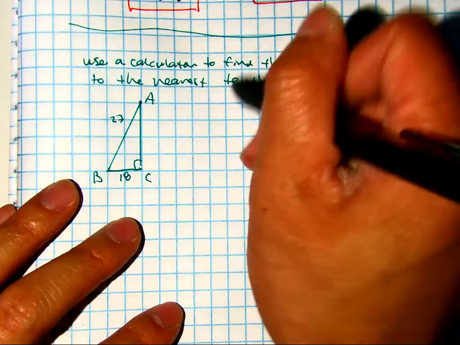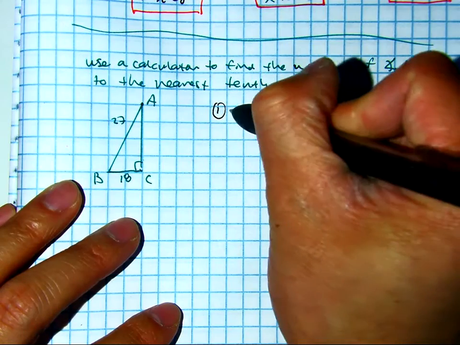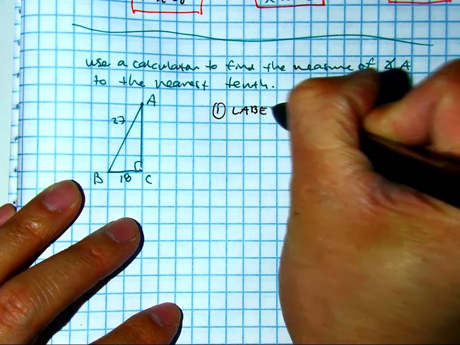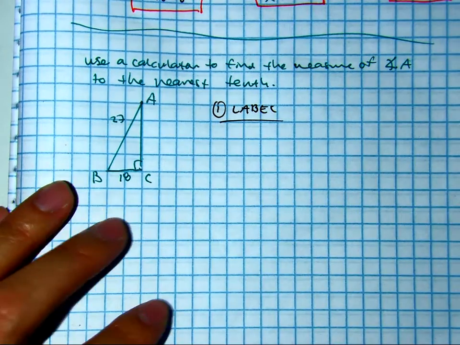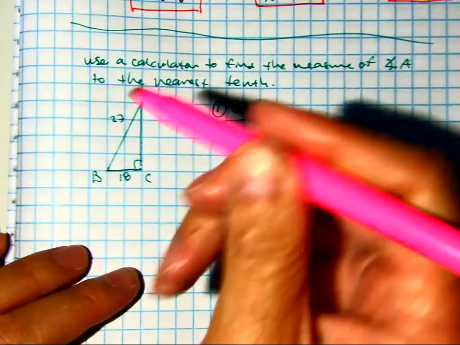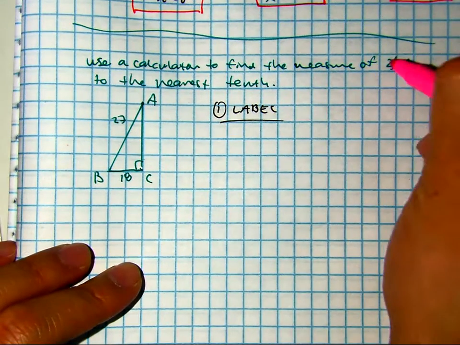Put your finger at the starting point. Your starting point should be angle A. Find the measure of angle A. That's what it says, so I would highlight that. Let's label what we have, class.